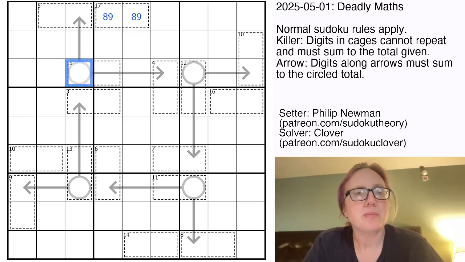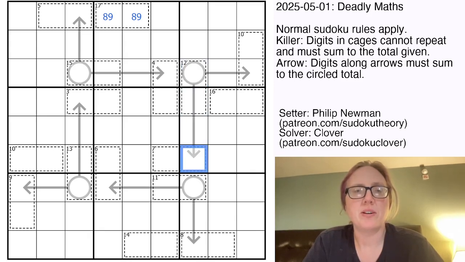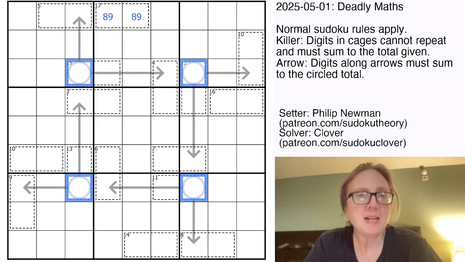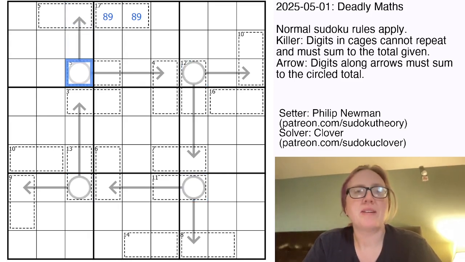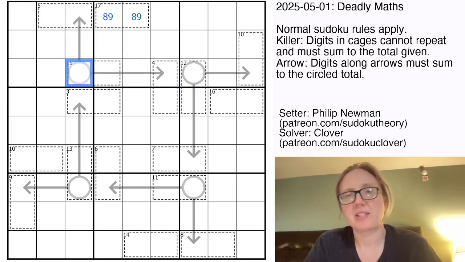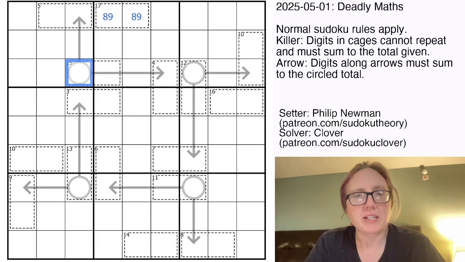And finally, there are some arrows in the grid. The digit in the circle of an arrow is equal to the sum of the digits along the arrow shaft. And here we have some circles that each have multiple arrows coming out of them. Whenever you see this in an arrow puzzle, each of the arrows sums to the value in the circle independently. So for instance, these 3 digits sum to whatever this is, and then also these 2 digits sum to whatever this is, separately. So let's start by filling in some of our easier killer cages.